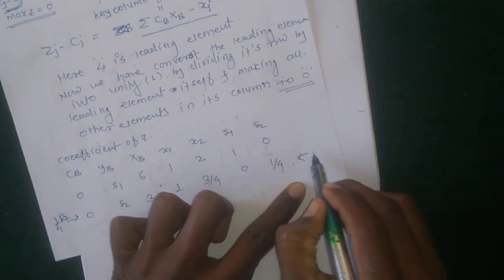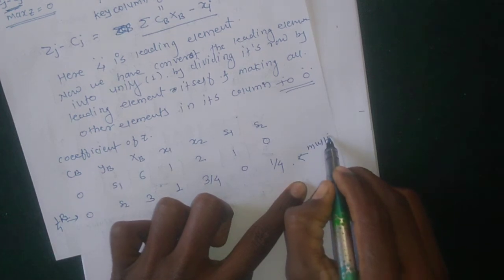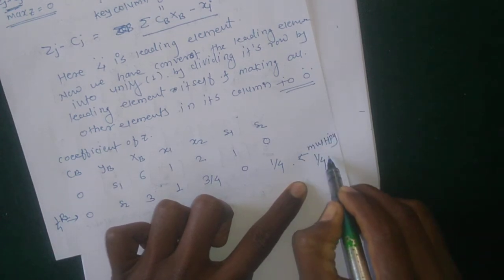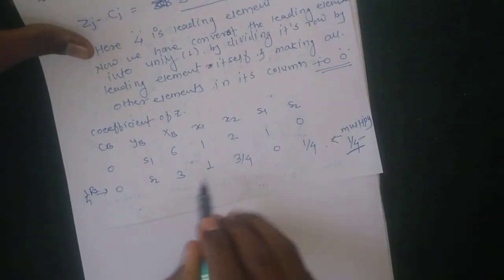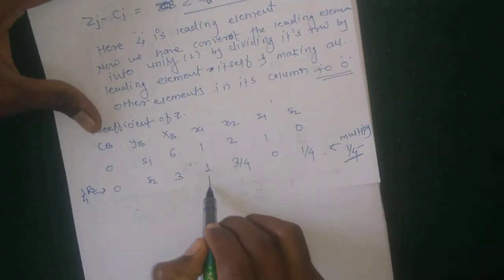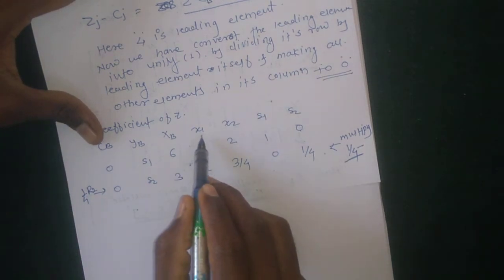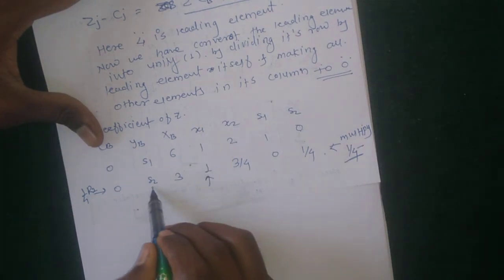So here multiply by 1 by 4, multiplying 1 by 4 to each entry of the row. In this way. Now replace s2 by x1.